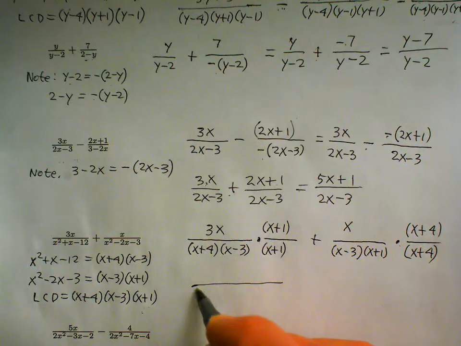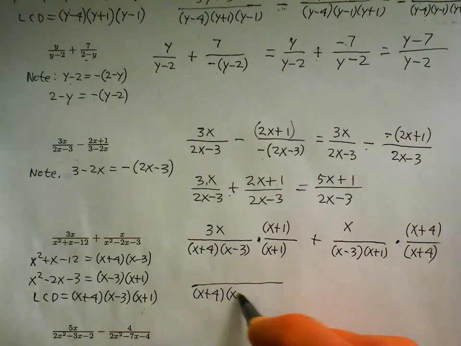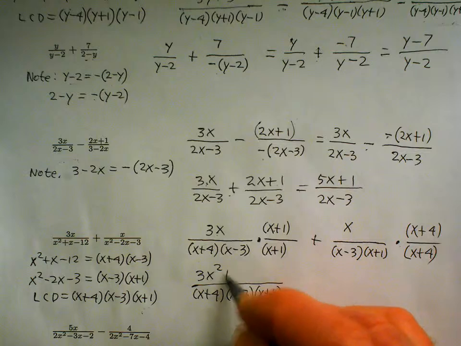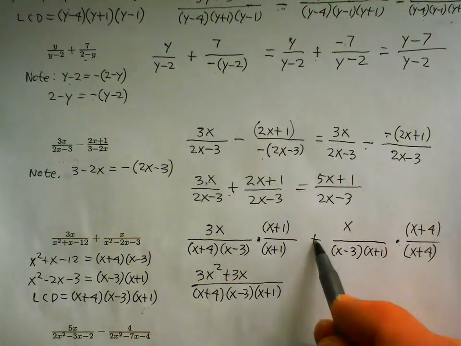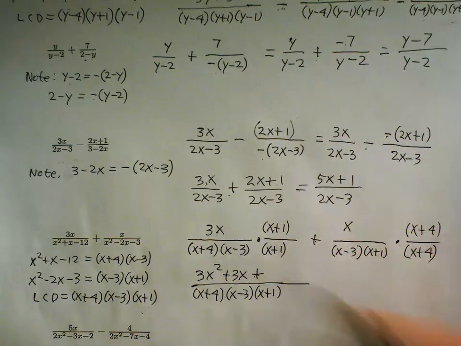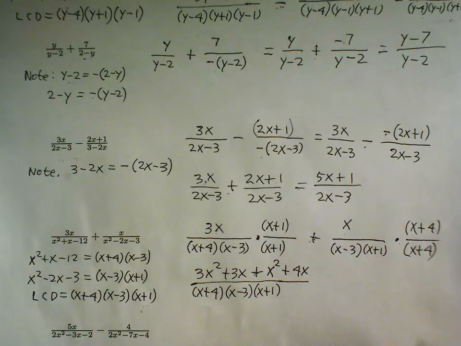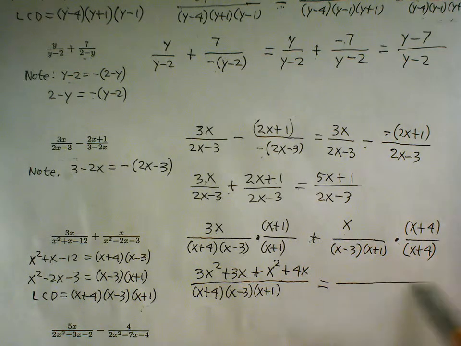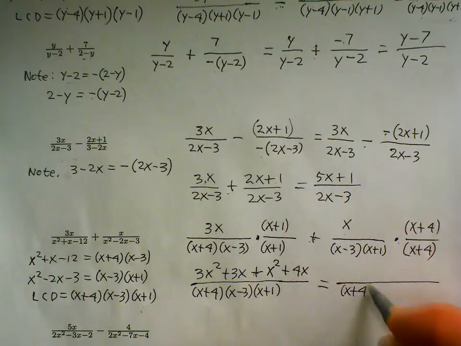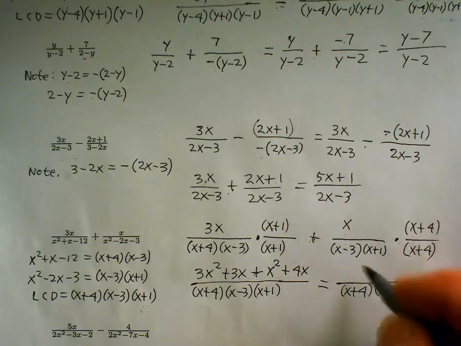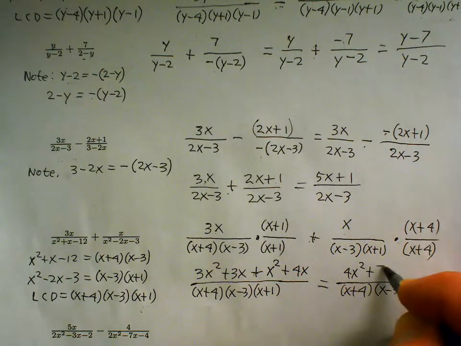Okay, so with the common denominator, x plus 4 times x minus 3 times x plus 1, multiply these two numerators, 3x times x plus 1 is 3x squared plus 3x. And then we're adding x times the quantity x plus 4, which is plus x squared plus 4x. And the numerator can be simplified further. So the denominator is x plus 4 times x minus 3 times x plus 1. And in the numerator, we get 4x squared plus 7x.